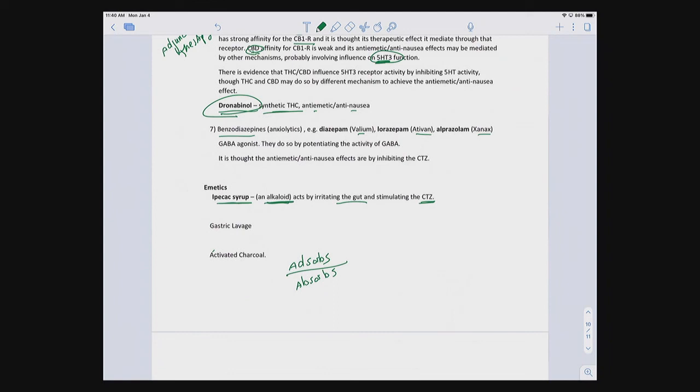adsorbing what's around it. And of course the thinking is, if you give somebody charcoal, it's going to adsorb the toxins. Of course the question would be, how does the charcoal know what the toxins are? And the answer is it doesn't. It just adsorbs everything, and hopefully the toxins would be a part of that.